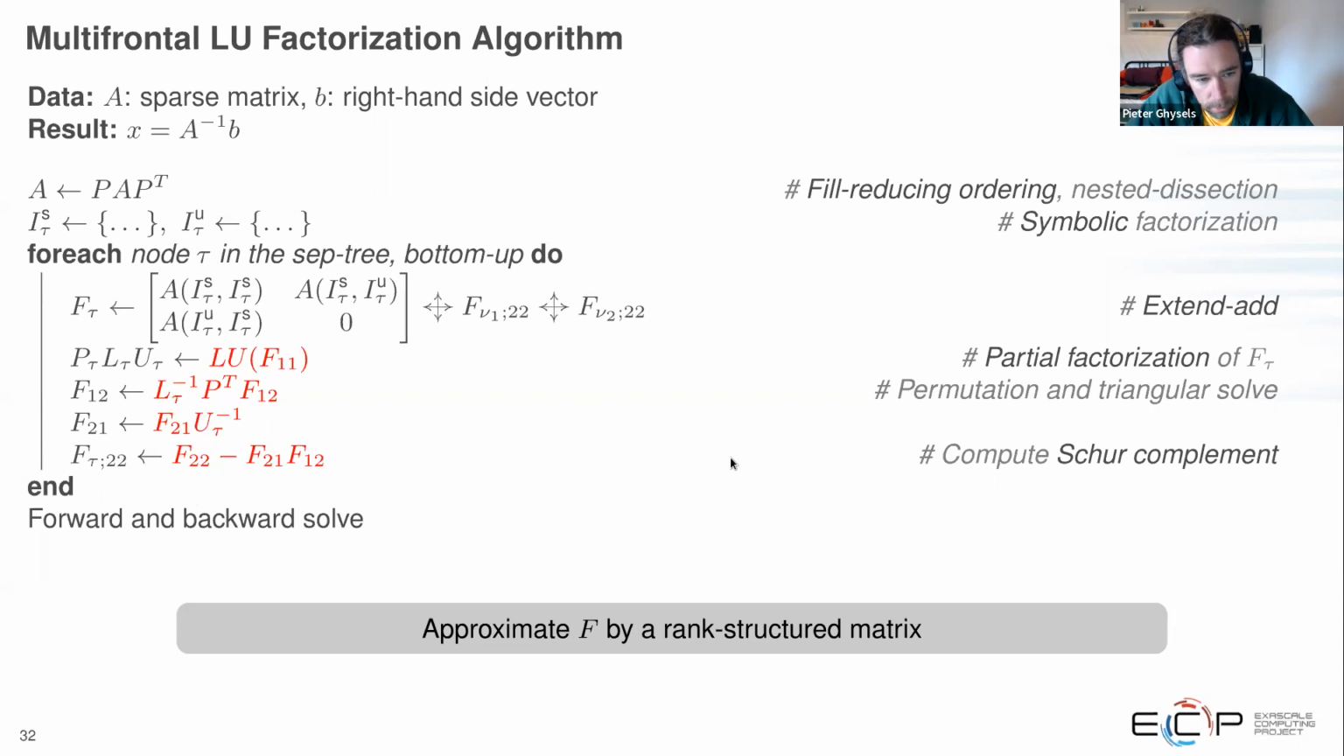In STRUMPACK, we will approximate this F matrix in the different nodes of the tree using a rank structured matrix. That will be used to reduce the complexity of these operations here in red. These are dense linear algebra operations, which scale as n cubed with the size of F, and F can get quite big. If you have, for instance, a large mesh, then the size of F here is the size of the separator.